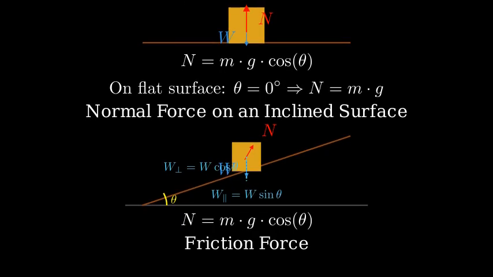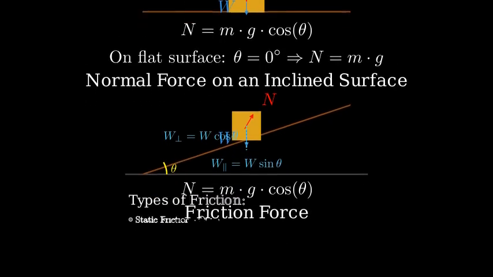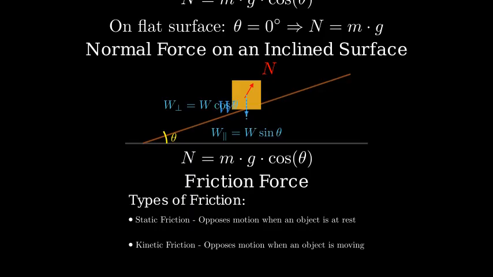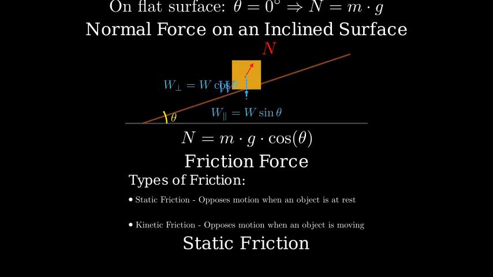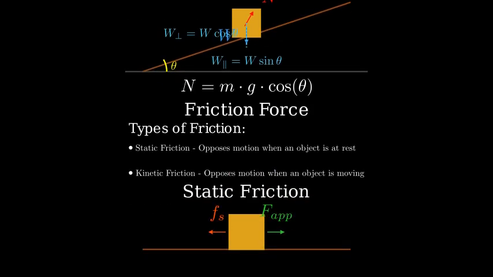Now, let's move on to our next force, friction. Friction is a force that opposes motion and occurs when two surfaces are in contact. There are two types of friction we'll discuss, static friction and kinetic friction. Let's first look at static friction. Static friction acts when an object is at rest relative to the surface.